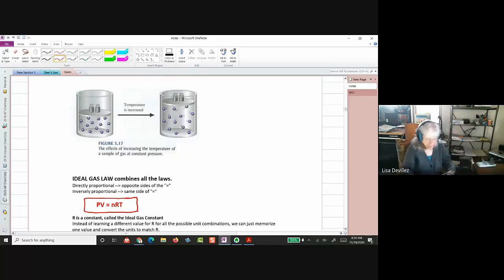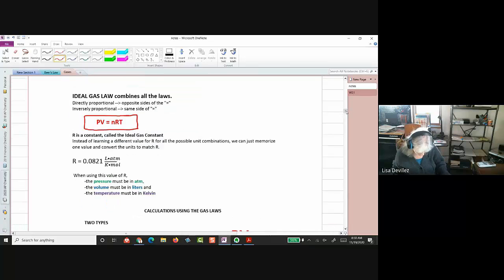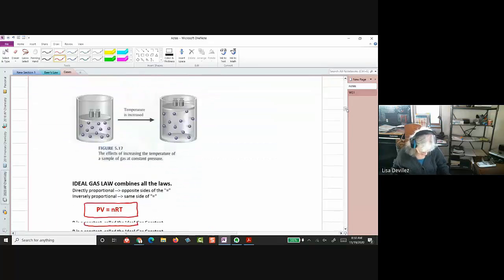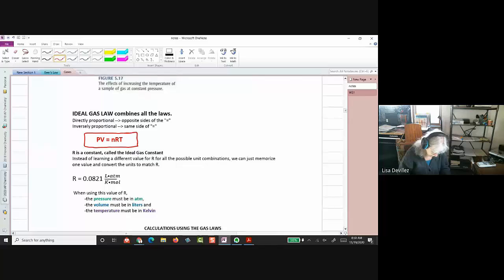Okay. So for today, what I want to do, and let me see if, in my notes, do I? Yeah. So let's look at where that's going to come from. So here we have pressure, volume, N is number of moles, T is temperature, and R is our gas constant.